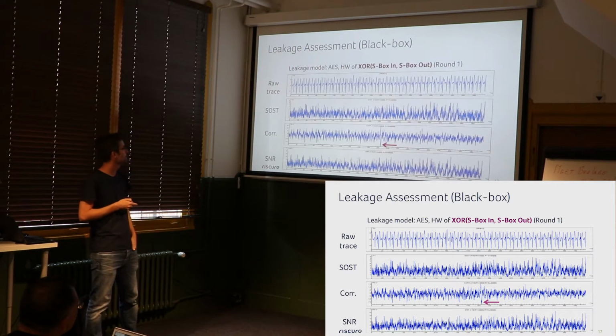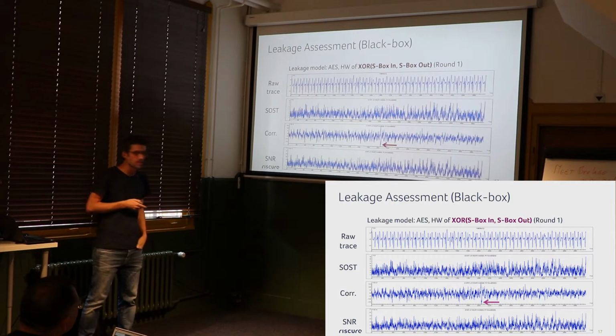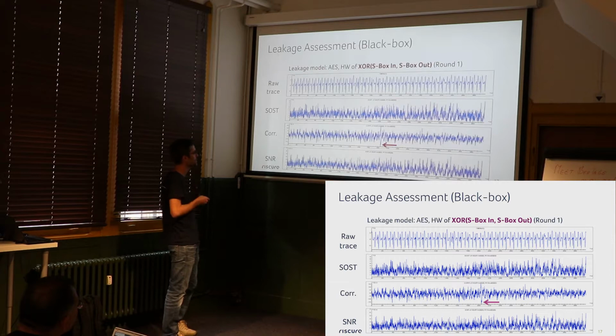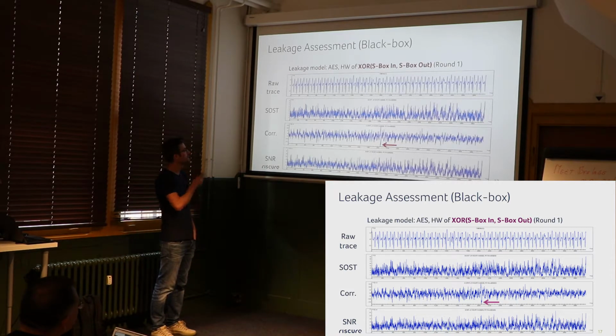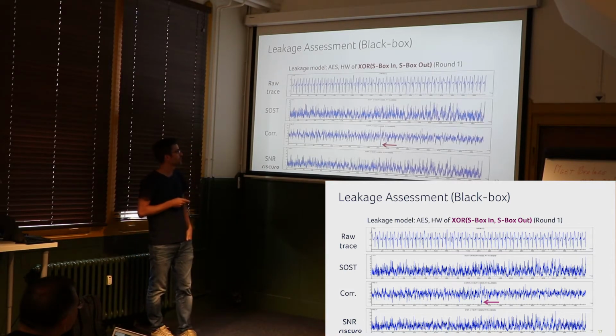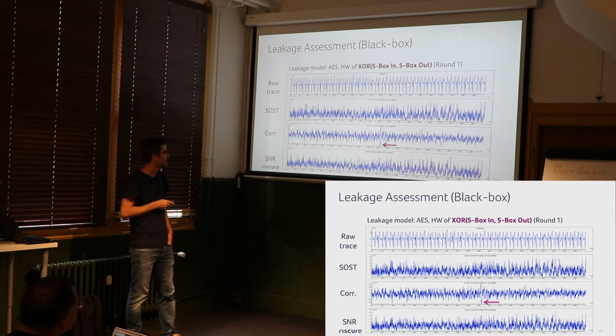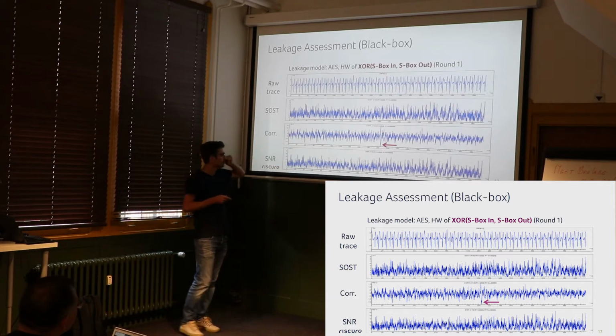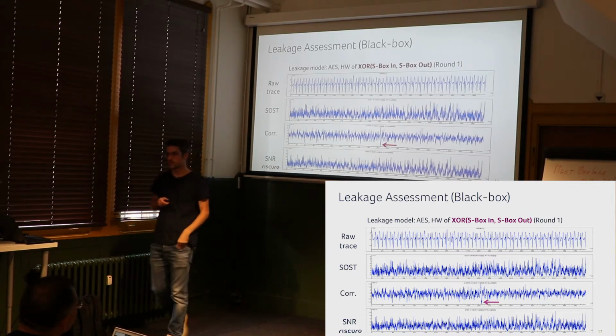And this is using some points of interest selection methods from Inspector. I ran this considering this leakage model that is XOR of S-box in, S-box out. And the only method that really showed me some small peak was the correlation, but it was not strong enough to recover with first order analysis.